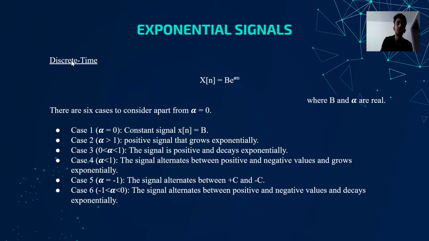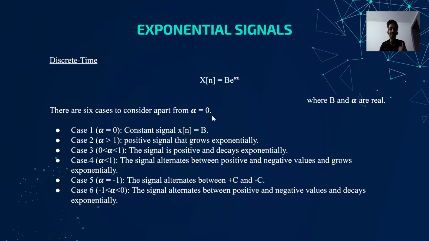Moving ahead, discrete time. x of n is equal to b e raised to the power alpha n. Here both b and alpha again are real parameters only. So there are several cases to consider. One case is when alpha is equal to 0, so we will have a constant signal, x of n is equal to b. Now when alpha is greater than 1, in that case we'll have a positive signal which grows exponentially. And another case when alpha is between 0 and 1. In that case, we'll have a positive signal only and it will decay exponentially.